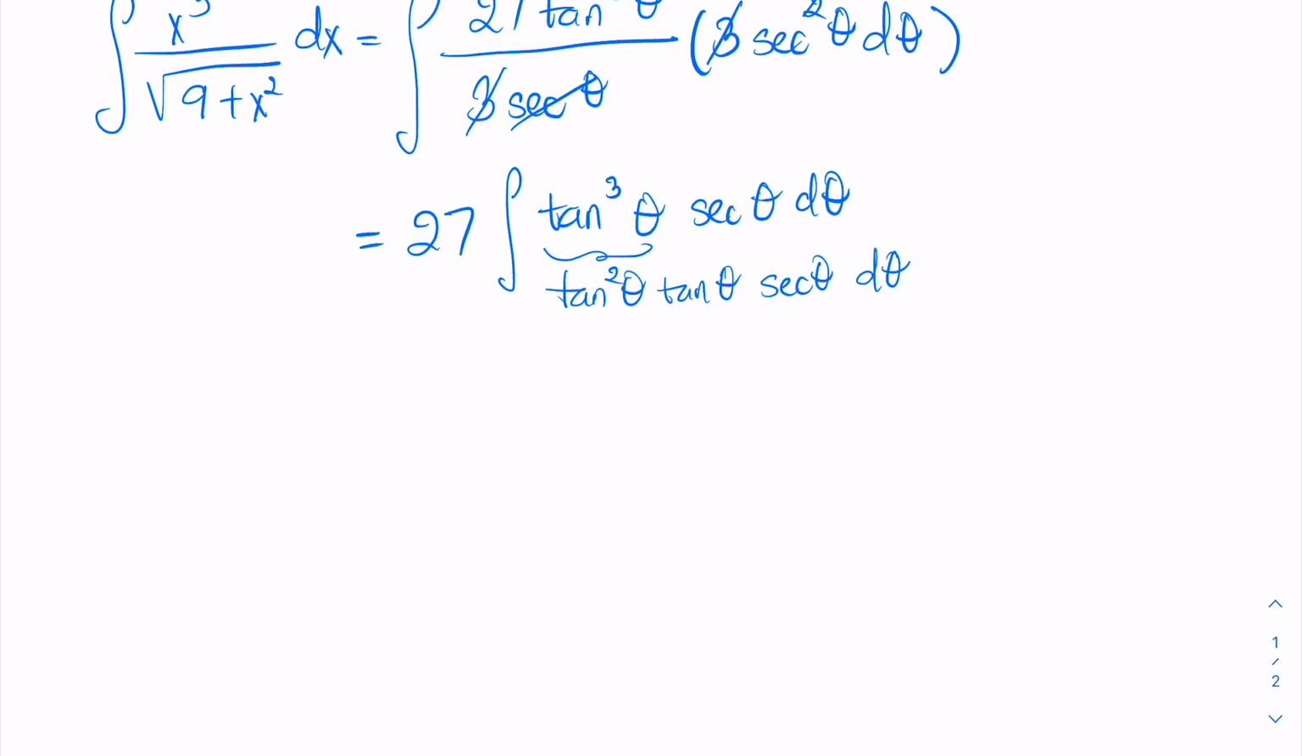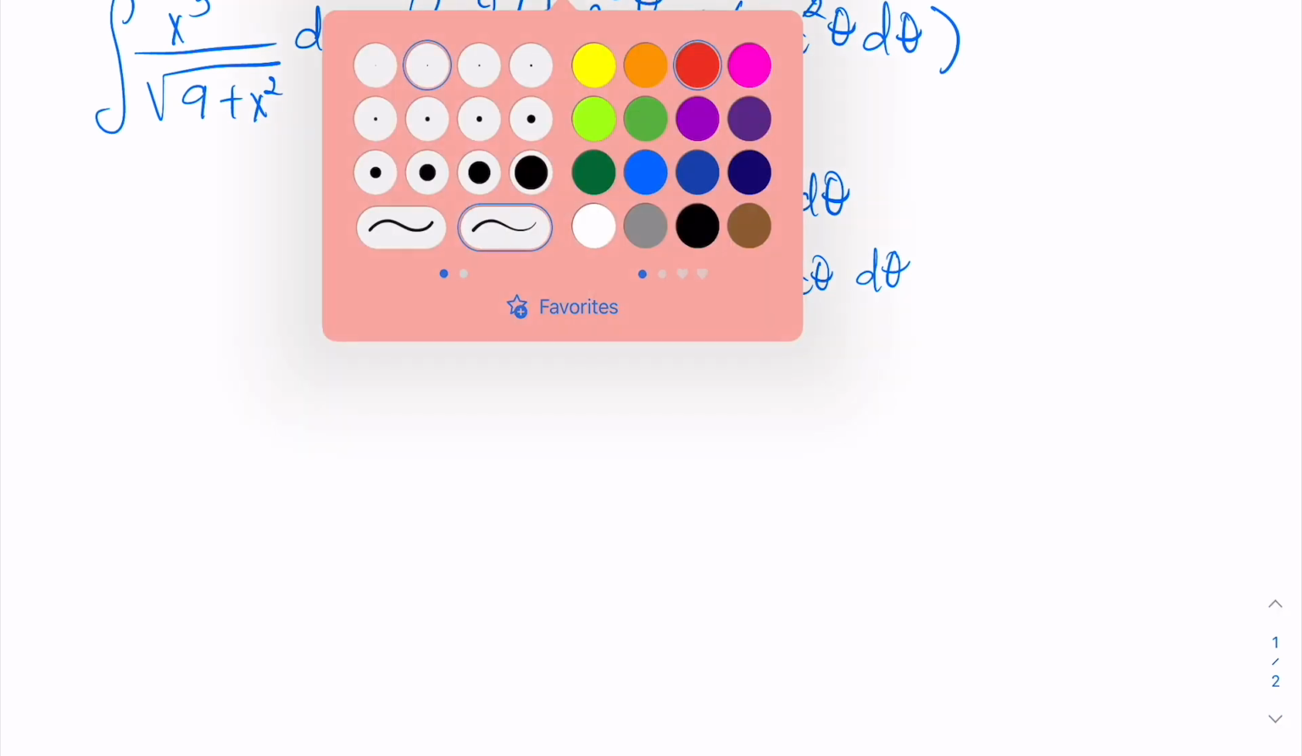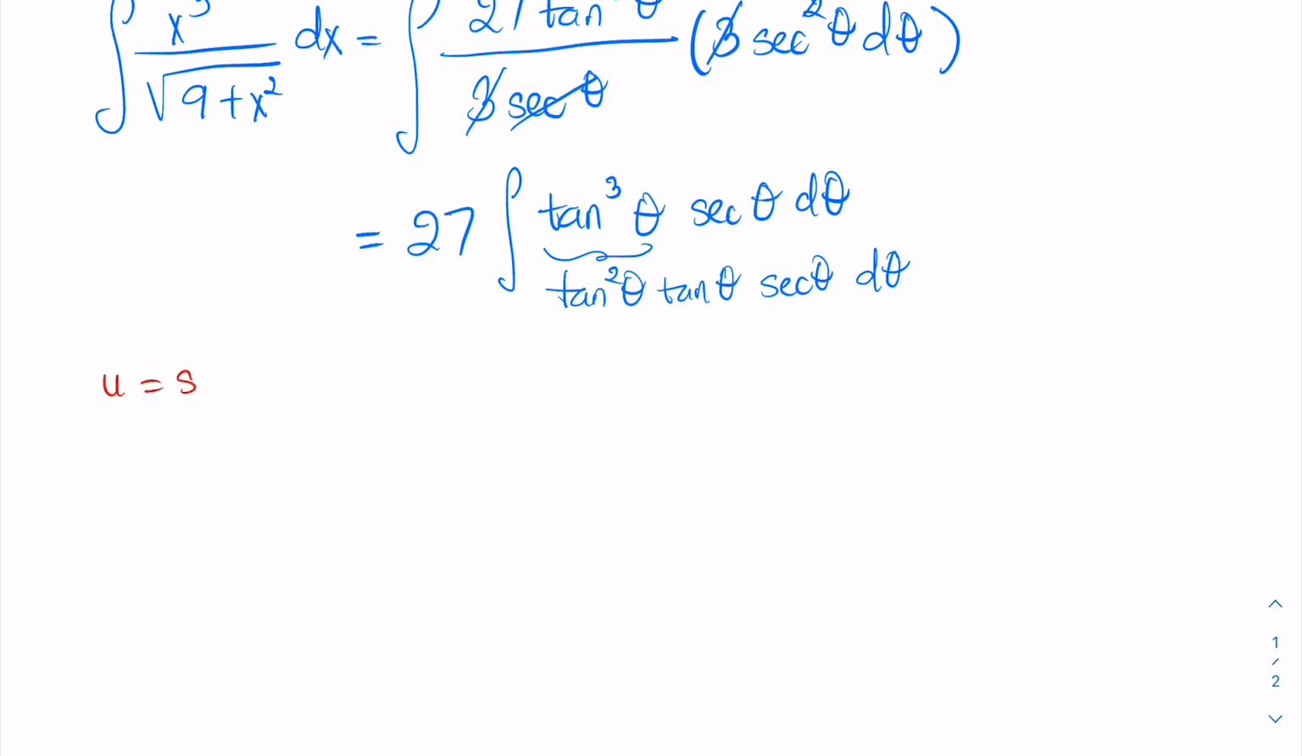So you can see that tangent squared theta, we can use the identity, which is secant squared theta minus 1. And this tangent theta secant theta is going to be really nice because that's going to be the derivative when you use u substitution. So I'm going to put the u substitution right here. Let u be secant theta. Therefore, du is going to be secant theta tangent theta.